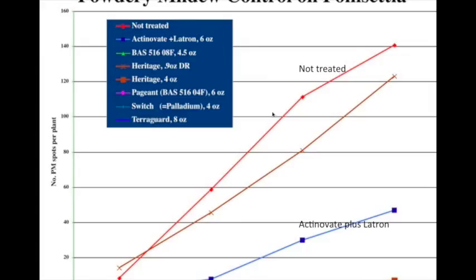If plants are not treated, the disease can progress in this fashion. The Actinovate with Latron can provide a medium level of control compared to some of the systemic fungicides that are down here at the bottom.